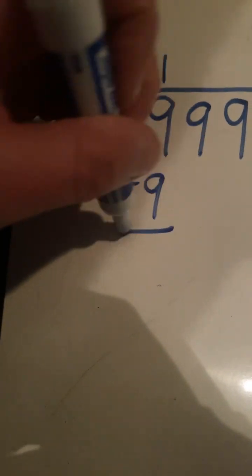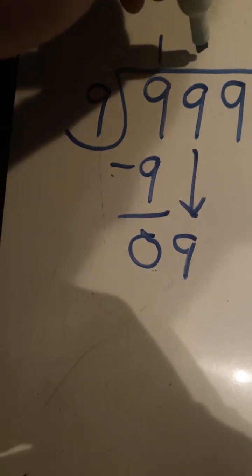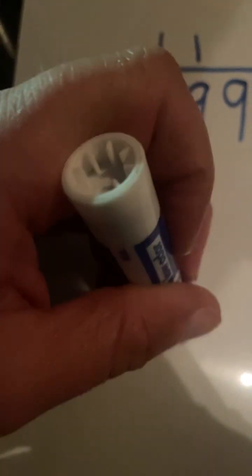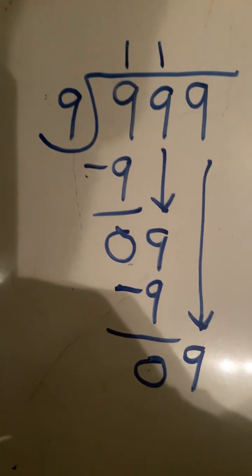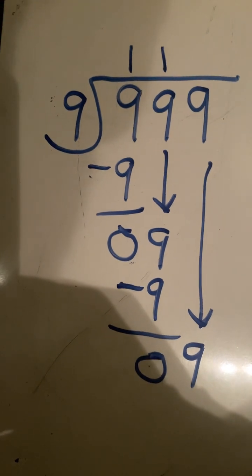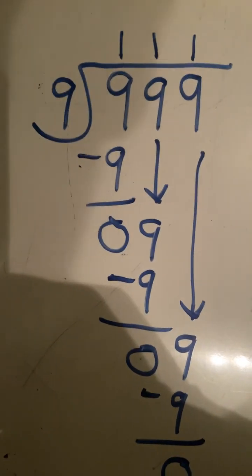9 minus 9 equals 0. There's no remainder. We bring down the 9. Again, 9 divided by 9 equals 1. 9 minus 9 equals 0. We bring down the 9. 9 divided by 9 equals 1. And there is no remainder.